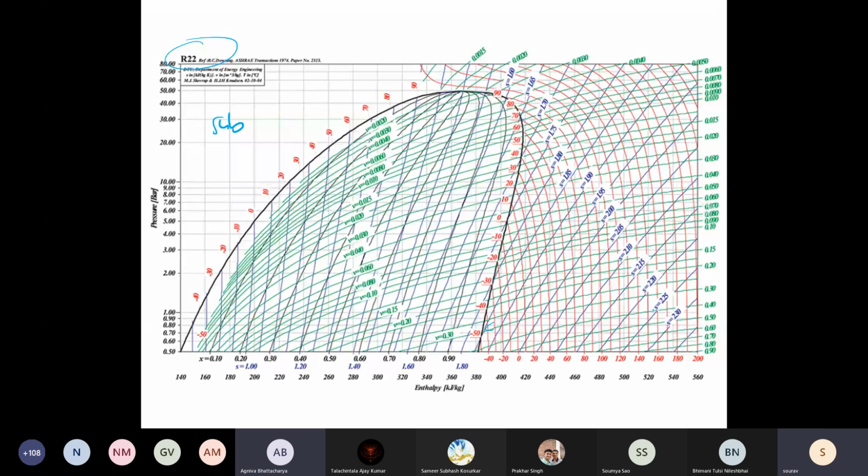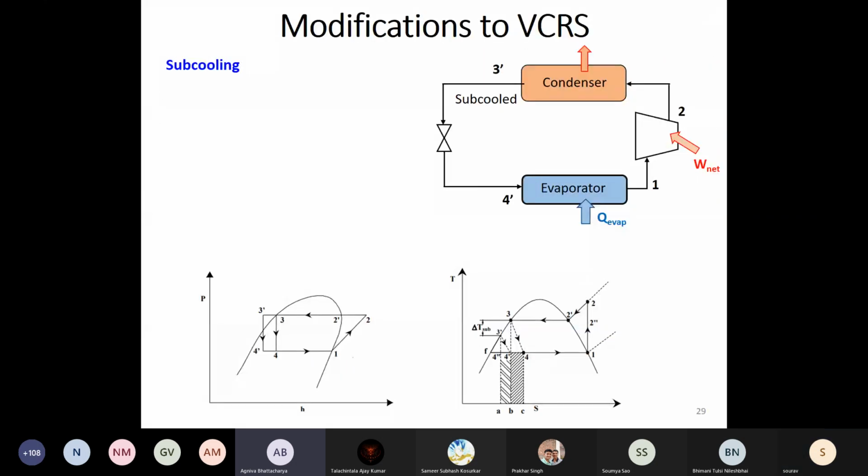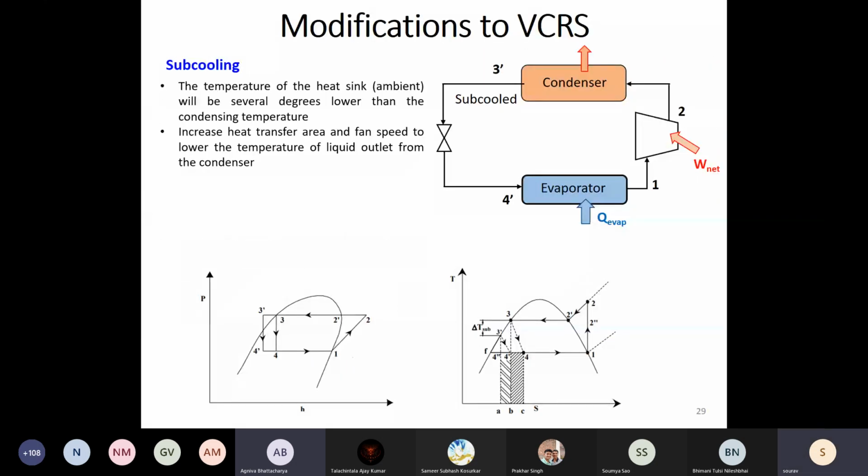Okay, so this is all about the pH diagram. Any questions till now?